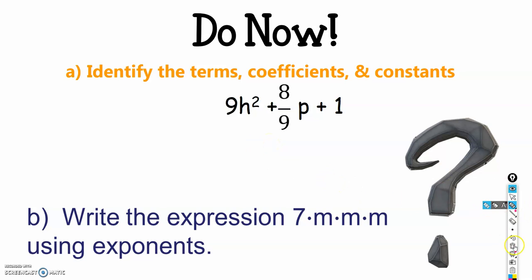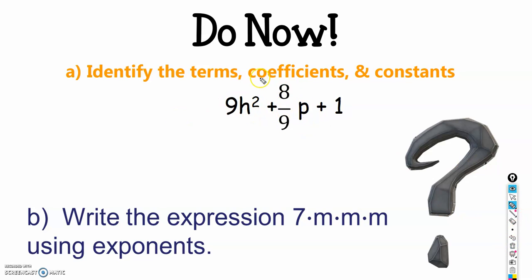So I'm going to go ahead and start right off. I'm looking for terms, and I know that terms are separated. They're like words in a sentence, and they're separated by operation signs. So that means that this is a term, 9h plus 2 is a term, 8/9 p is a term, and 1 is a term. All three of those are terms.